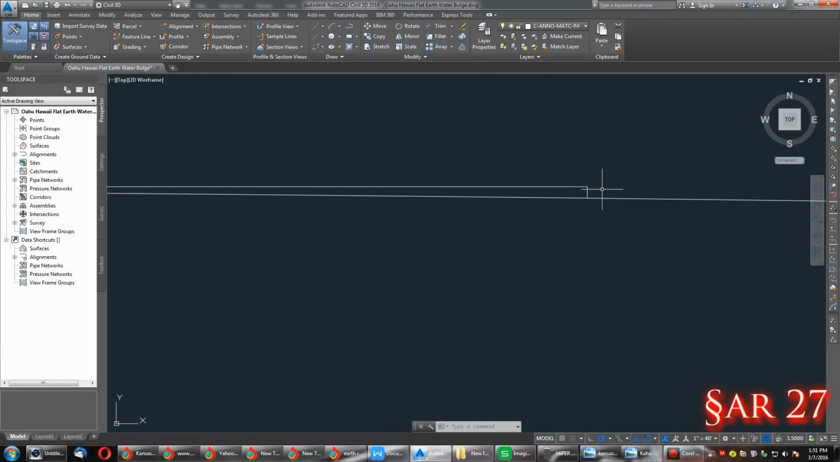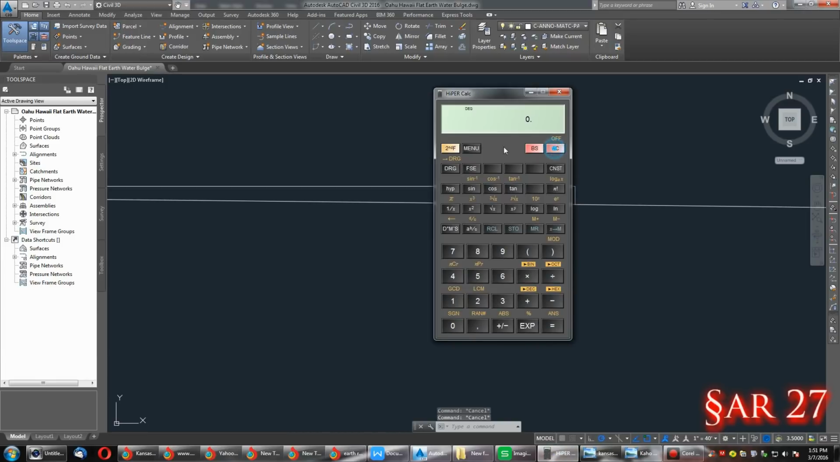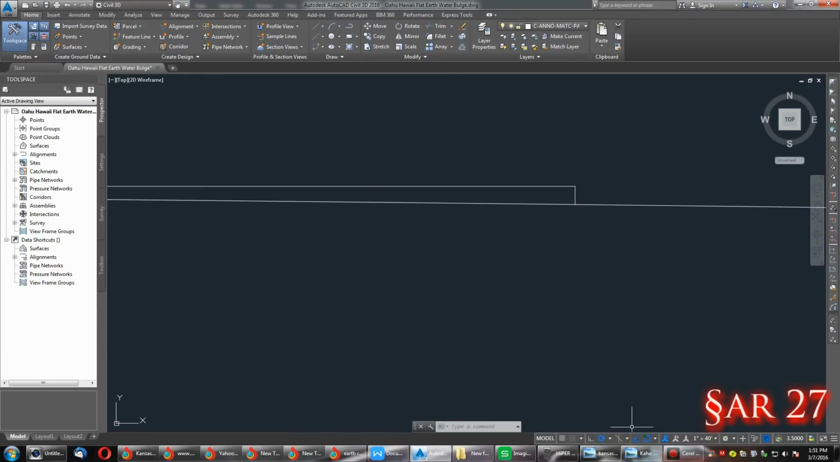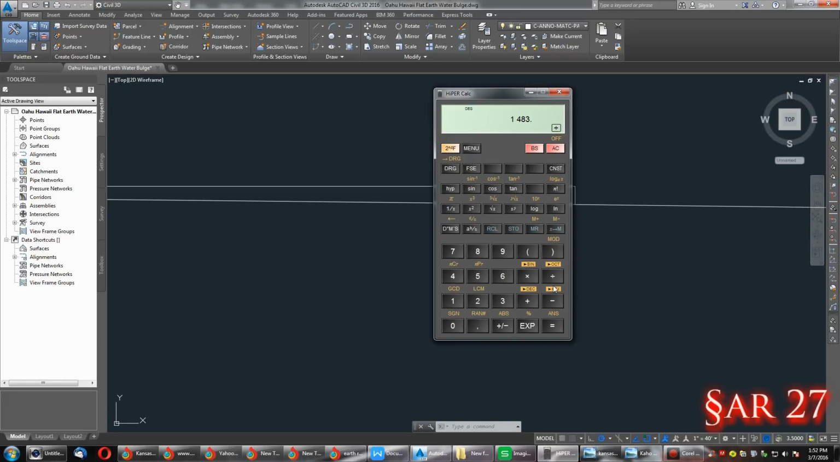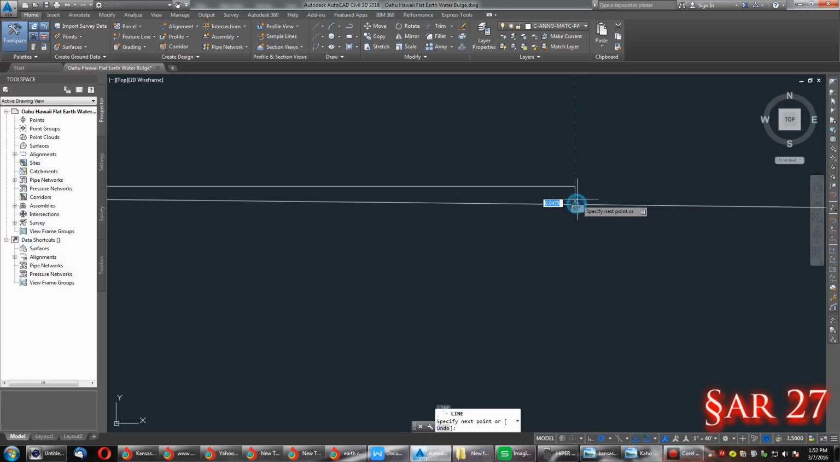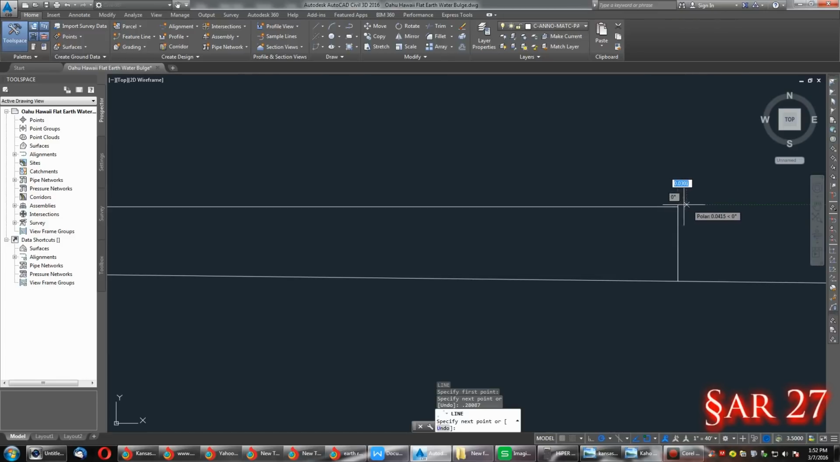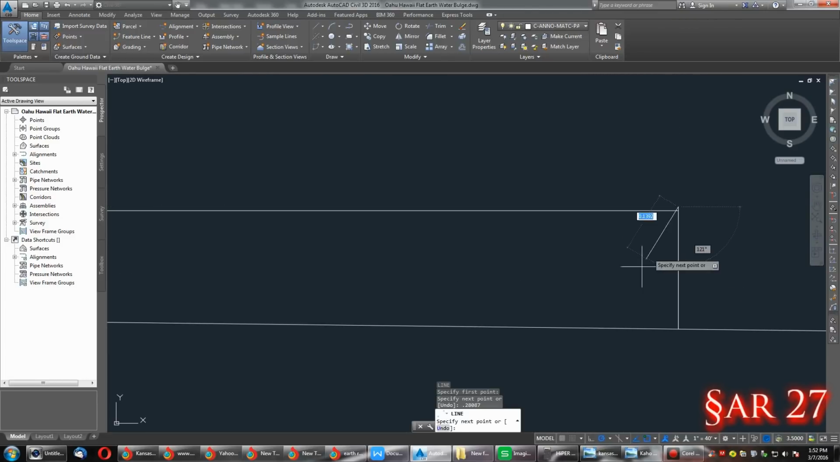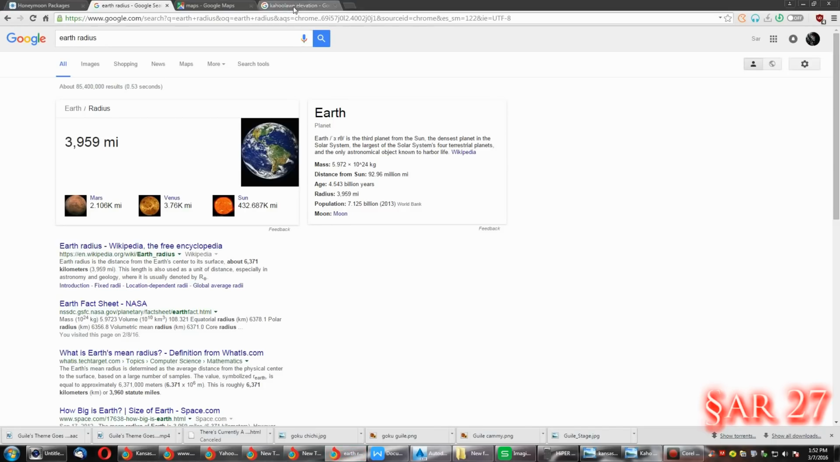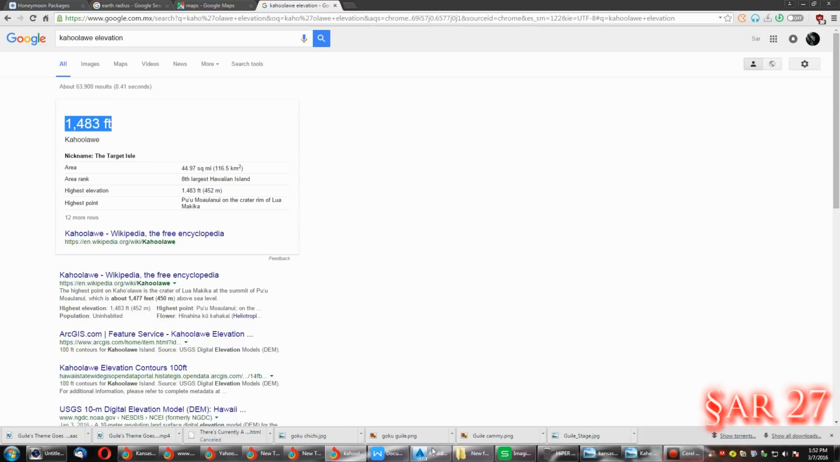So 1,483 feet, I have to convert that to miles. Get my calculator here. 1483 divided by 5280 is 0.28087. Okay, that represents the top of the mountain. That represents the elevation, 1483.